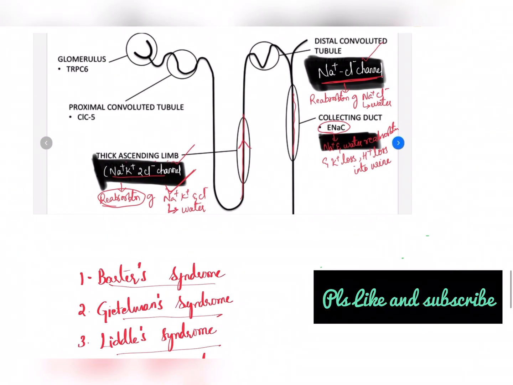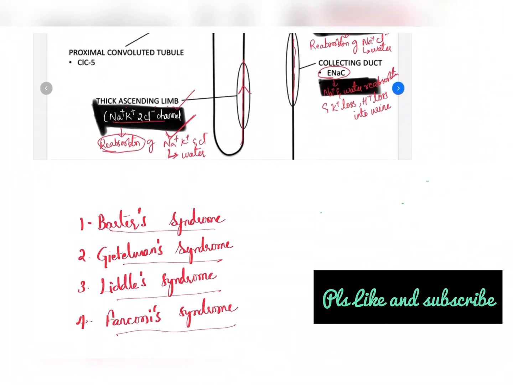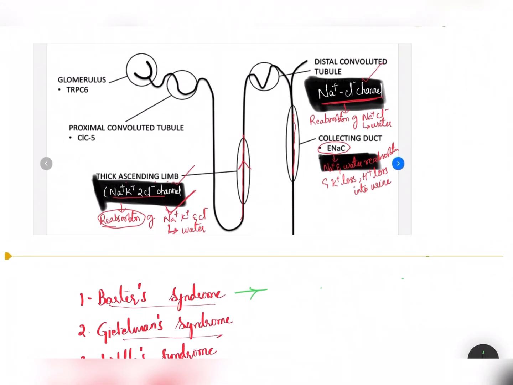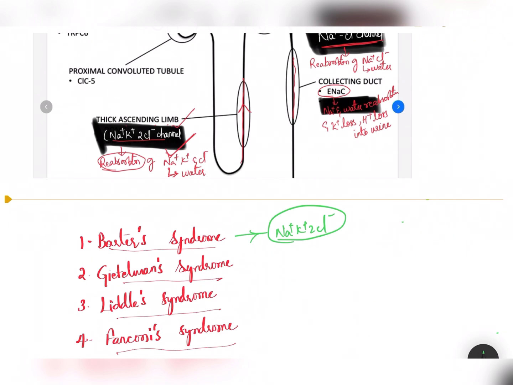So now we have seen the normal function of these channels in the nephron. Now we will understand inherited channelopathies. What happens in each syndrome? In Bartter syndrome, the channel affected is sodium potassium 2 chloride channel, which is located in the ascending limb of loop of Henle. Normal function of this channel is reabsorption of sodium, potassium, chloride and water. If this channel is affected, all these ions and water go into urine instead of body.